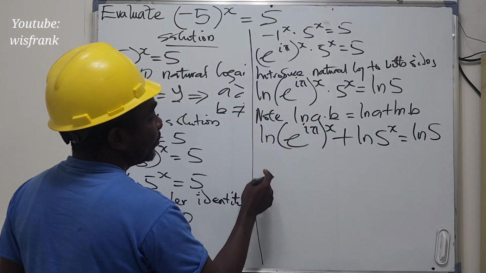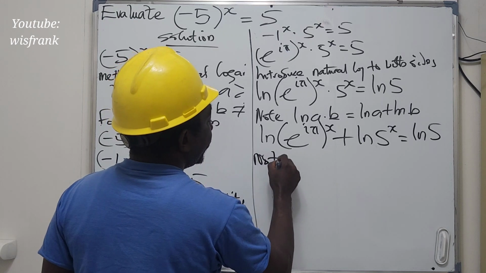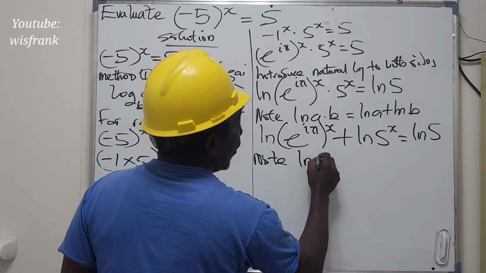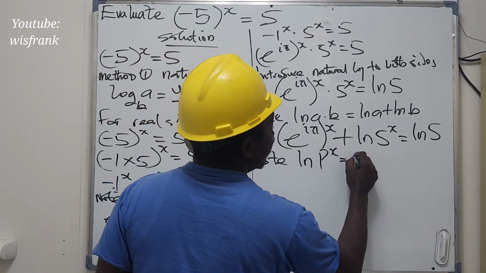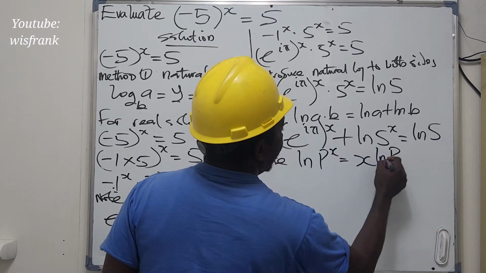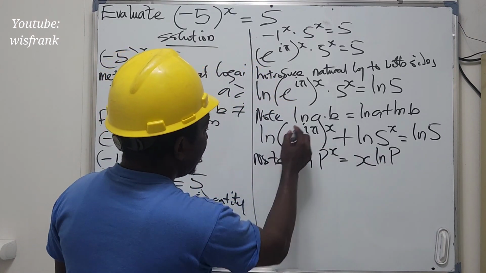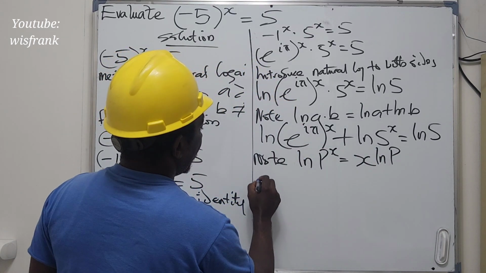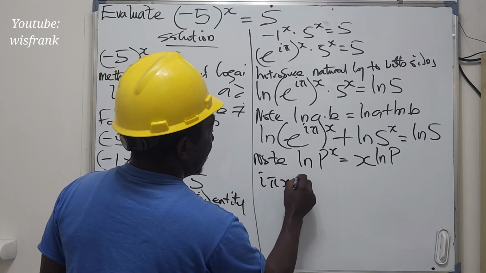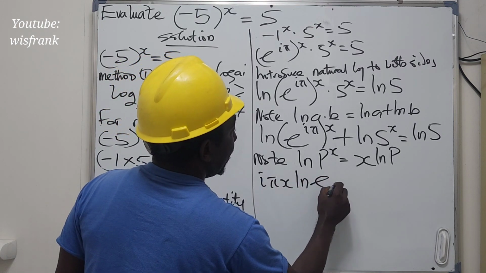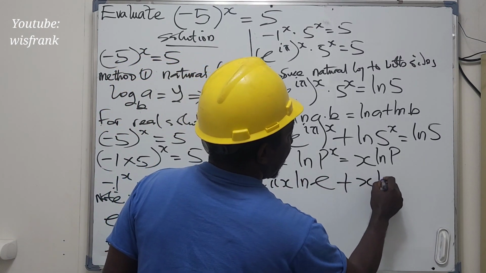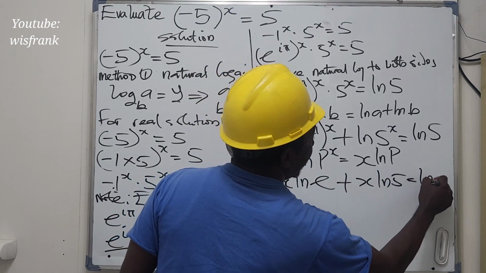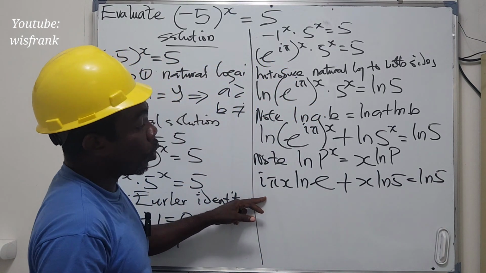Note that when we have ln of b to the power of x, it equals x ln of b. Expressing this in this format, this gives us i pi x ln of e plus x ln of 5 equals ln of 5. So this is what we have now.